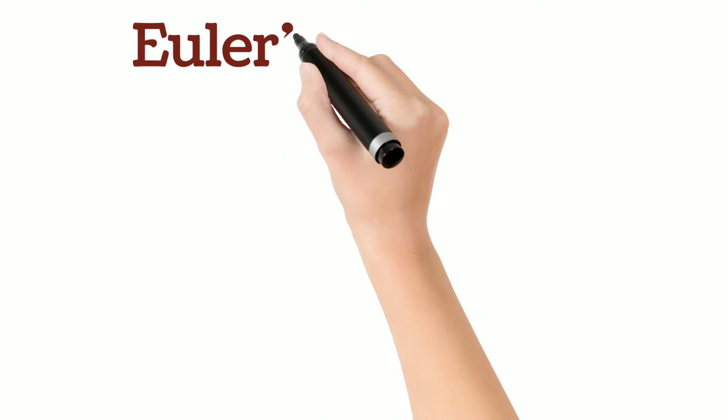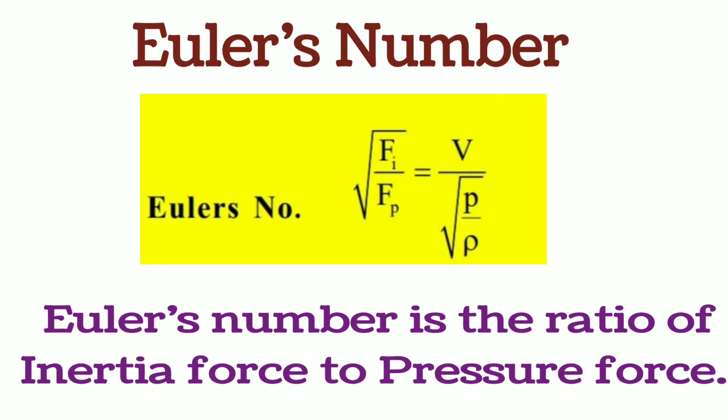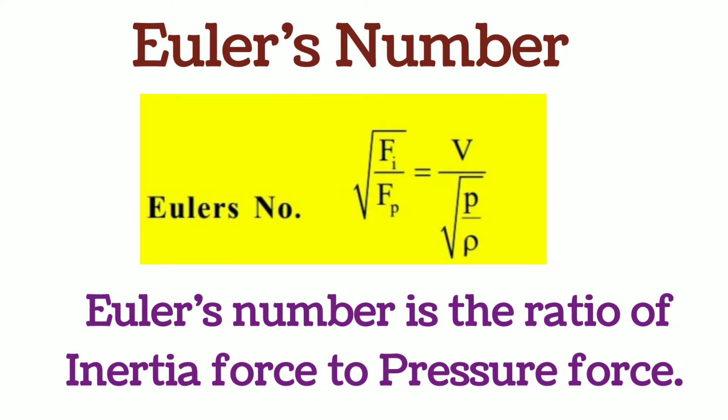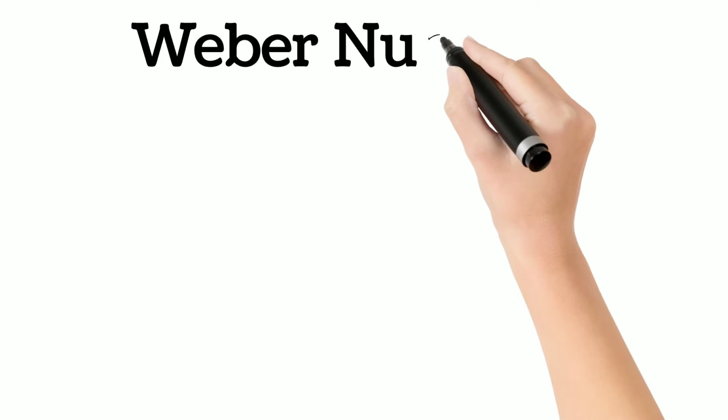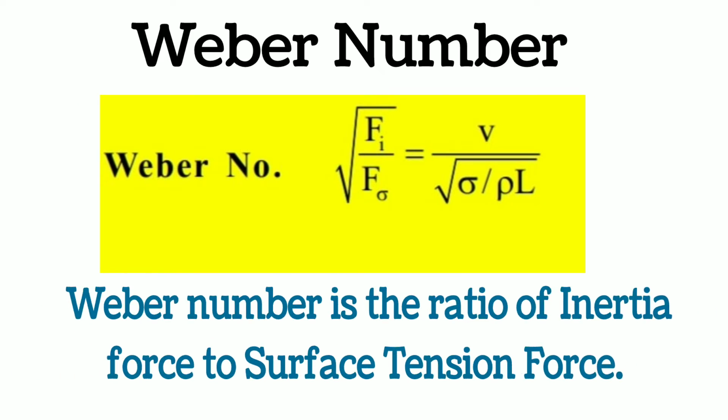The third dimensionless number is the Euler number. Euler number is the ratio of inertia force to pressure force. Next is the Weber number. Weber number is the ratio of inertia force to surface tension force.